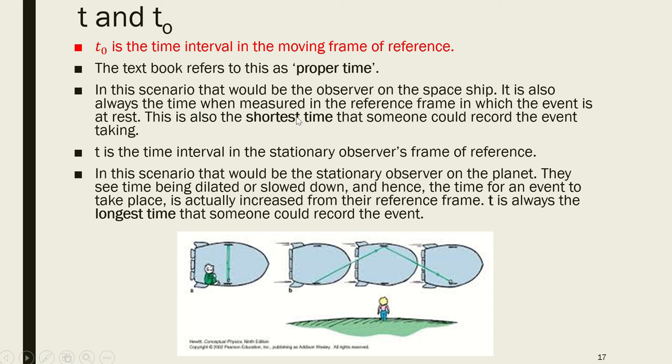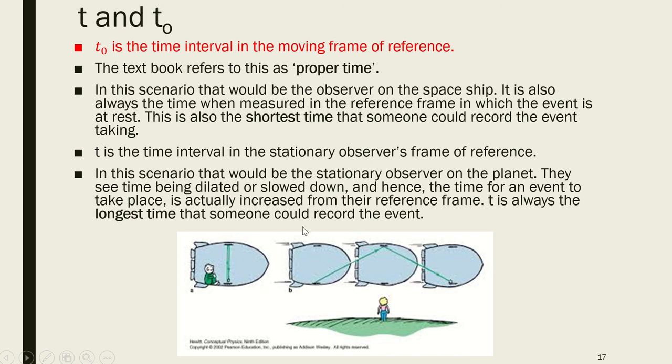It's the true time. Whereas t, that's the time interval it would take if someone was stationary and was observing this spaceship. They're seeing, because light's traveling a far greater distance for them, because space and time is relative to this, they're seeing the light go up and back, and it's taking longer. So this t is the time interval in the stationary observer's frame of reference. In this scenario, it's a stationary observer on the planet, and they see that time being dilated or slowed down, and hence t is always going to be the longest time that someone could record an event.